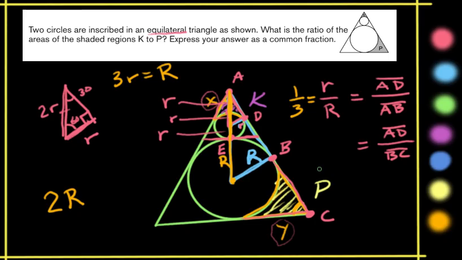So they want to know the ratio of the areas of shaded region K to P. That's the smaller one to the bigger one. So that is going to be 1 over 9 because we square the 1 over 3. And we just make sure we pay attention to which one they want, the ratio of which one to which one. They said K to P. That's the smaller one to the bigger one. If they wanted P to K, it would have been 9.